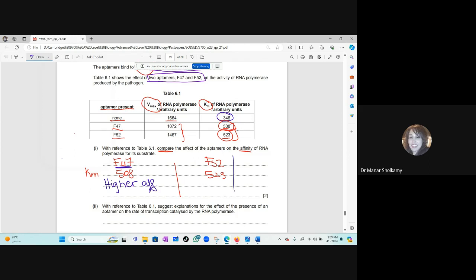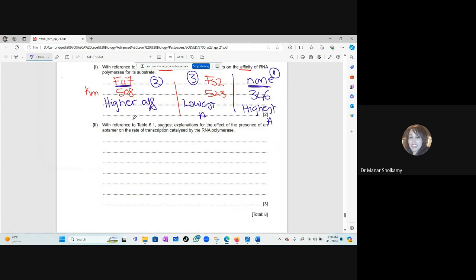But we have to compare with the none. So I want to put the none. What is the Michaelis constant of the none? 346. So the none, when there is no inhibitor, of course, has the highest affinity. So if we order the affinity, this is the highest affinity, and then this has the lowest affinity. Is that clear for everyone? With reference to table 6.1, suggest explanations for the effect of the presence of an aptamer on the rate of transcription catalyzed by the RNA polymerase. Mariam, can you answer this question?